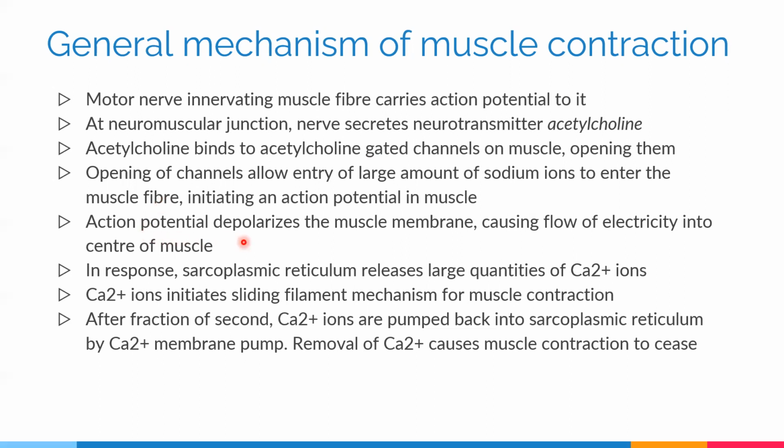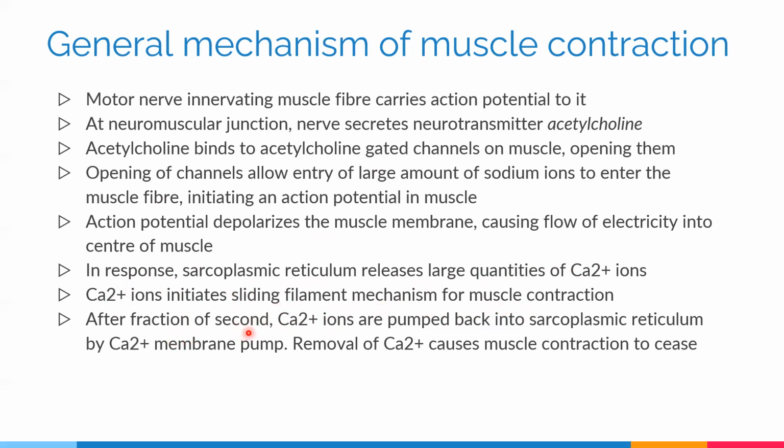As the action potential depolarizes the muscle membrane, this causes flow of electricity into the center of the muscle. So the whole of the membrane of the muscle gets depolarized, and this depolarization wave travels to the center of the muscle. In response to this flow of electricity, the sarcoplasmic reticulum releases large quantities of calcium. Calcium ion, as we have seen, now initiates the sliding filament mechanism for muscle contraction, and thus muscle contraction is initiated.